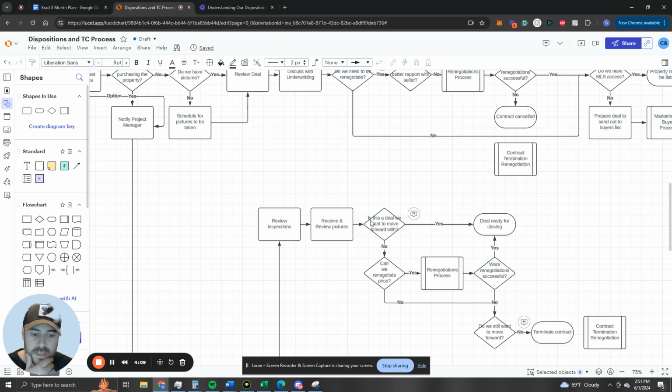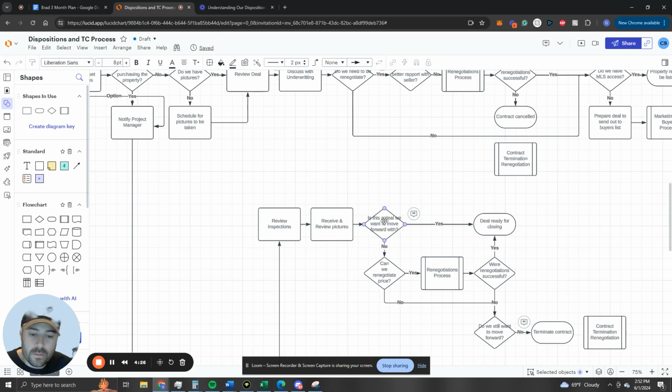Every triangle you see here is a decision. Is this a deal we want to move forward with? If yes, then we'll get the deal ready for closing. That's a process that needs to happen with the TC department. But again, our job at Dispo is to say, yep, we're ready to go, let's get it ready for closing.